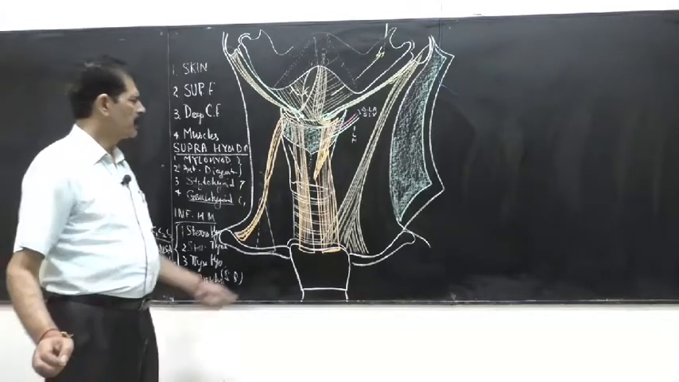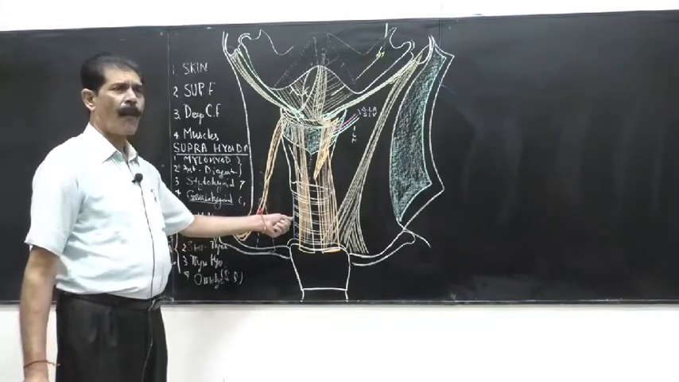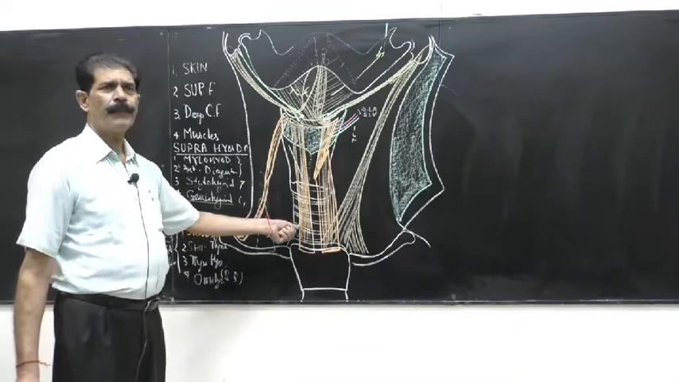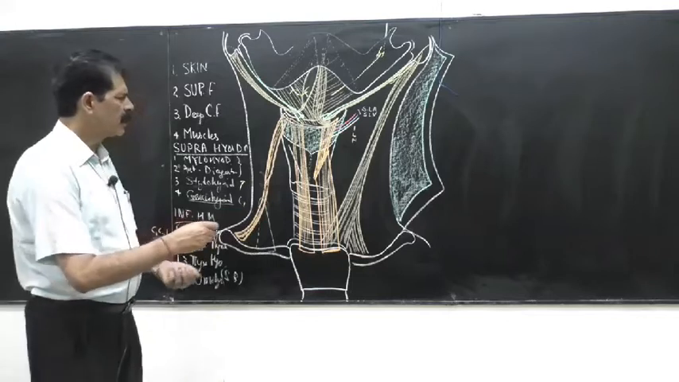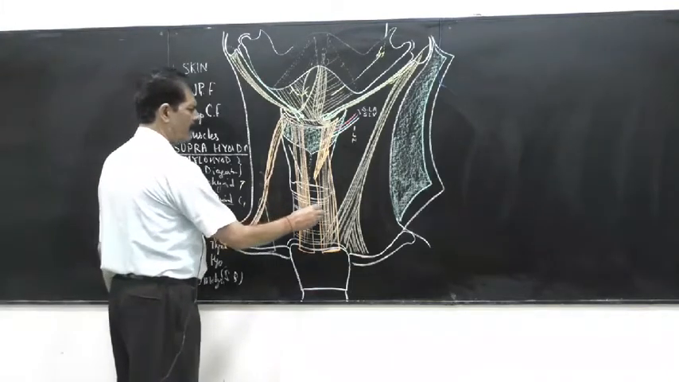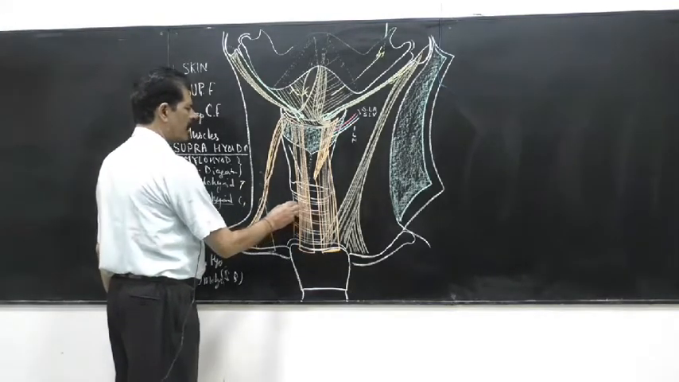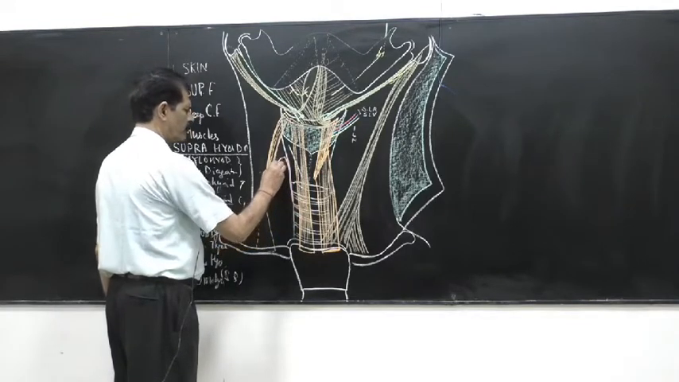Then in front of the trachea and behind the infrahyoid muscles, there is one endocrine gland that is called the thyroid.